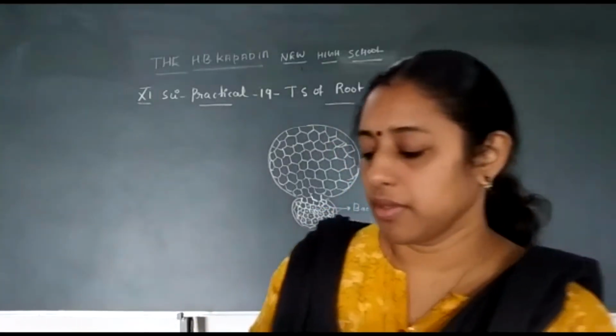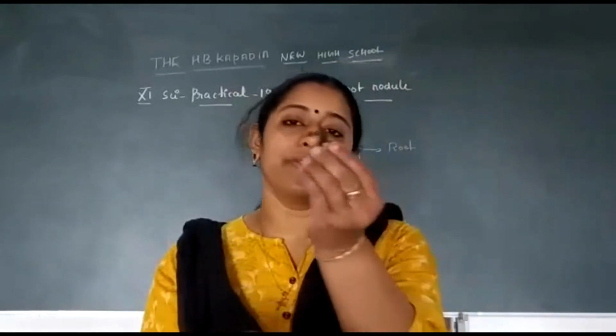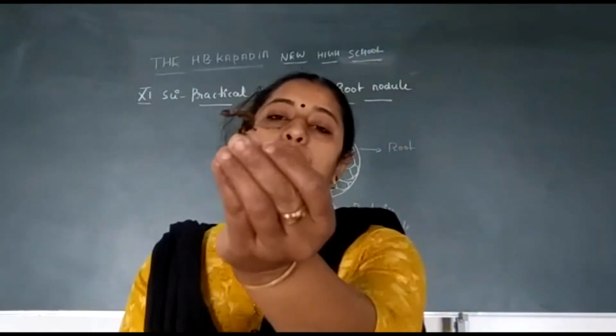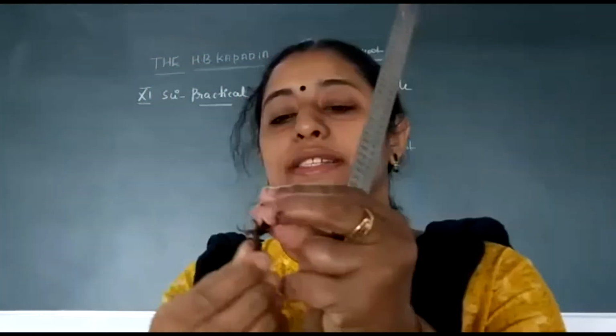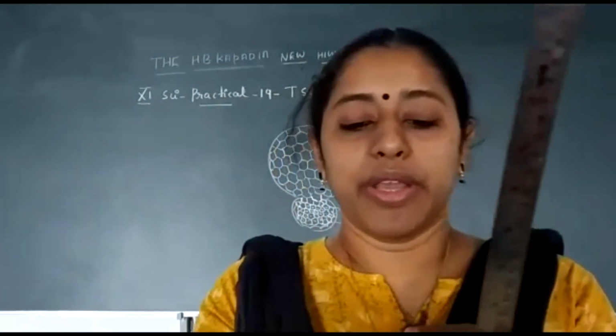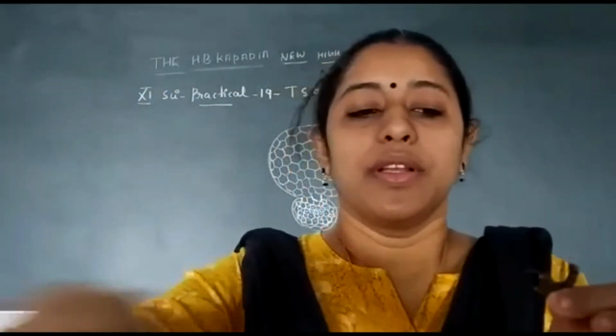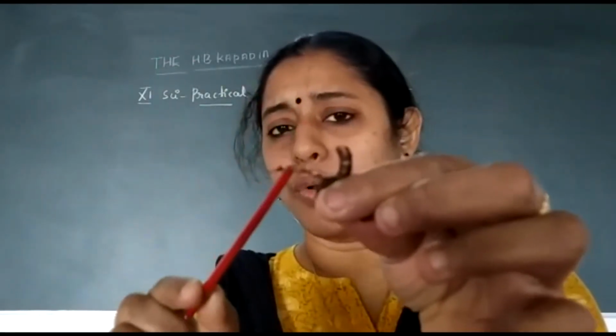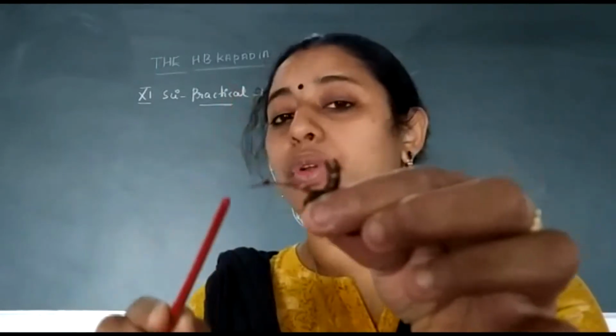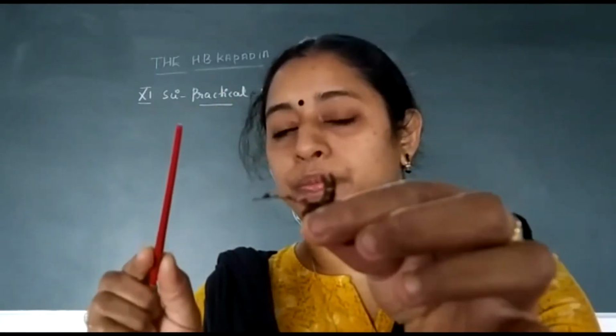So this is a root nodule. Okay, so this is the root nodule. So this is the entire root, and these are the fibrous, lateral roots. On the surface of the lateral root, you can find some small outgrowth. This outgrowth is called root nodule.